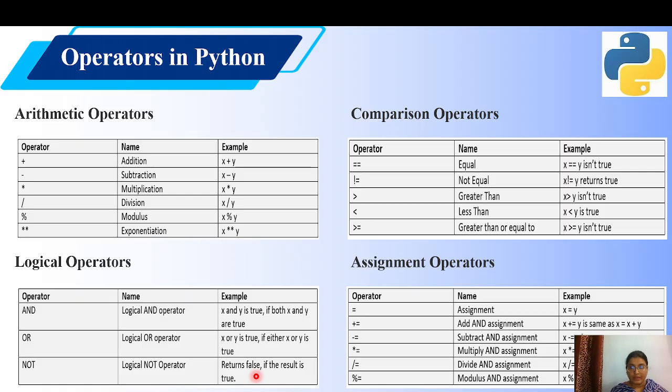We have assignment operators, which assign something. This is the list: add and assign, subtract and assign, multiply and assign. I want you to practice this. Just take two variables and perform different operations on them, so you can understand how these operators work. Assignment operators assign values to variables and update them in shorthand form.